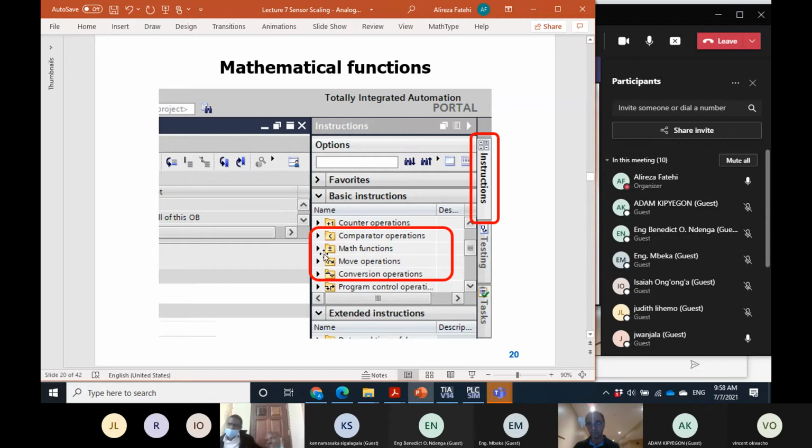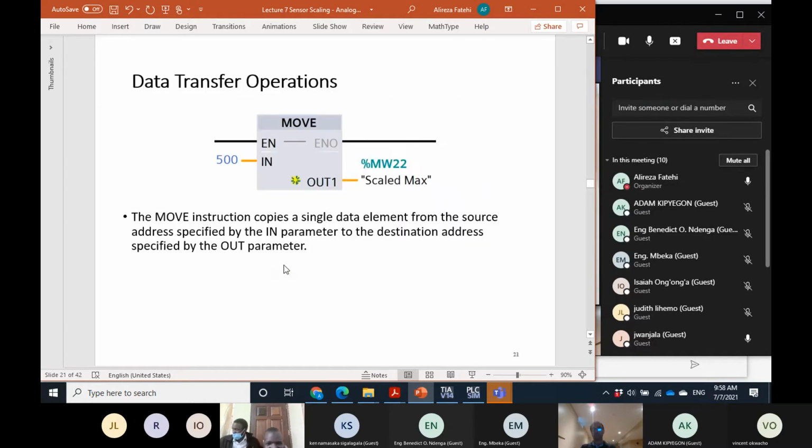Okay. If you open each of them, there are lots of functions. We are not going to go through all of those instructions in detail, just a few of them to start, and those that we need for this scale. The first function that we need is move.